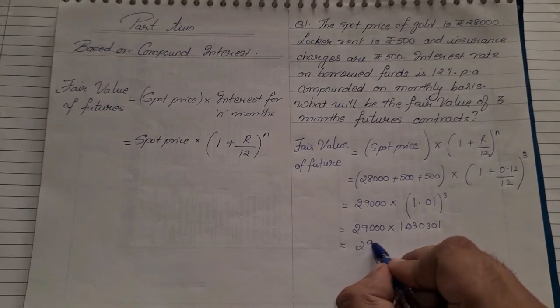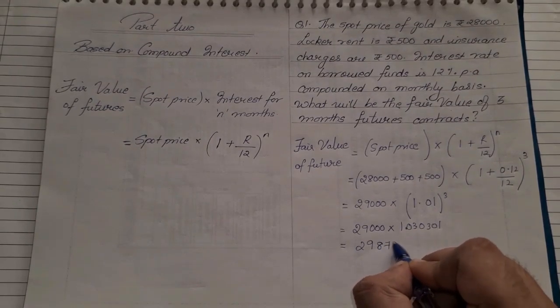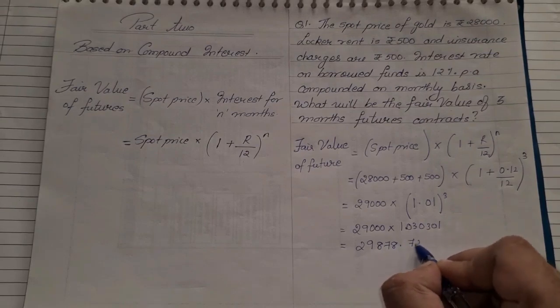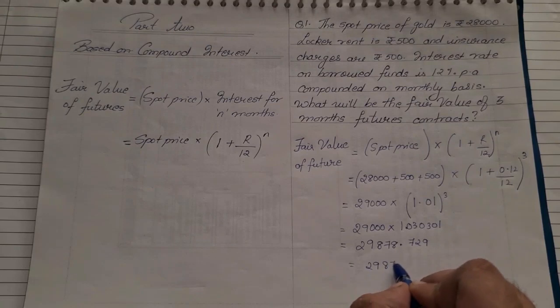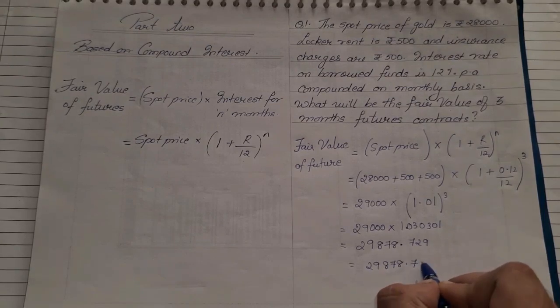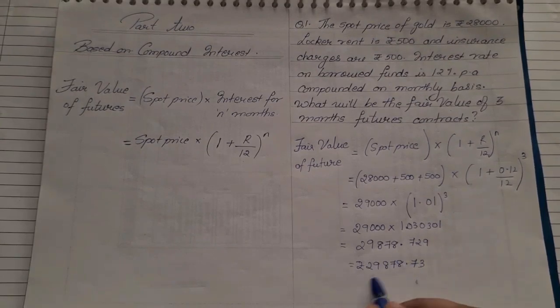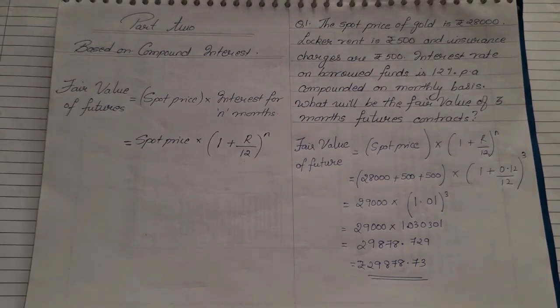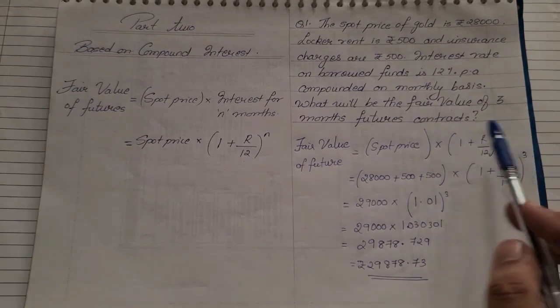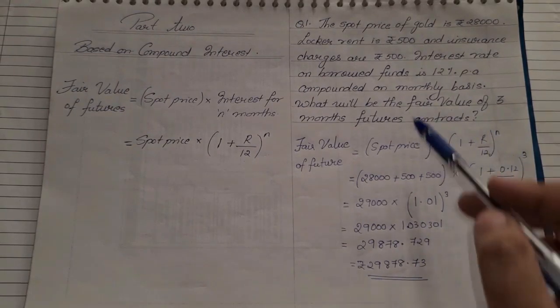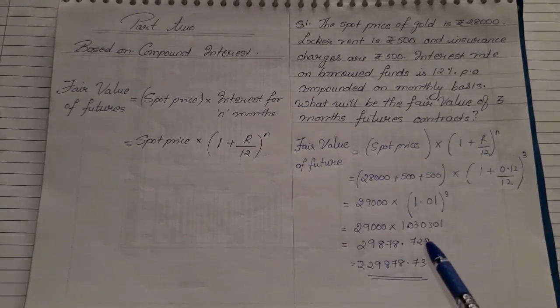Now the last step, very simple, just multiply them, 29,000 into 1.030301, that will be approximately 29,878.729. You round it up and we get the answer as 29,878.73. So our future value under compound interest is 29,878.73 for the particular sum. So very simple. The only change between the simple and compound interest is the interest part. The rest everything remains the same.